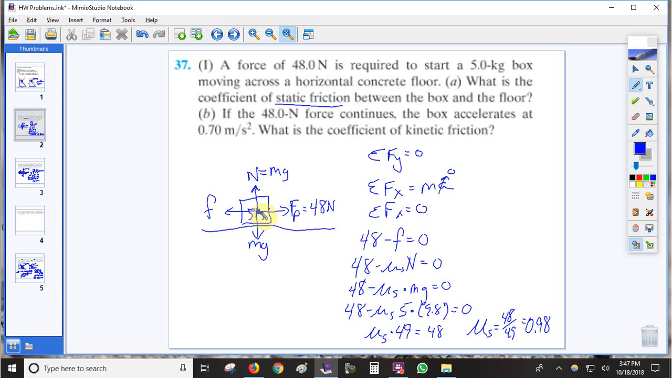Which means that you have to pull with 98% of the downward force, or 98% of the weight of this box, to get it to move before you break static friction. Alright, so we're going to record that off to the side here. We're going to say mu sub s equals 0.98. I'm going to erase this so that we can do it again.